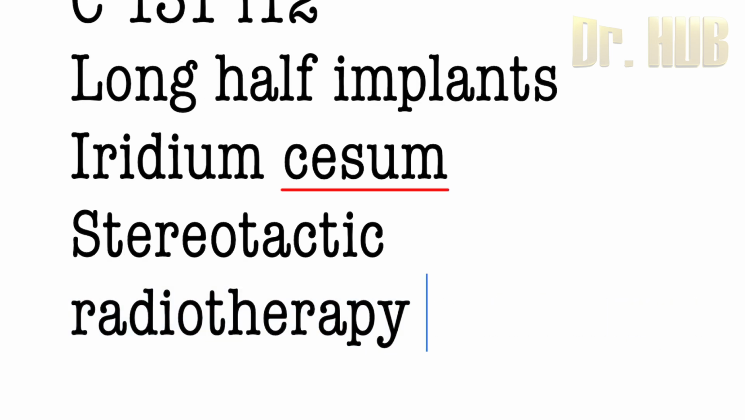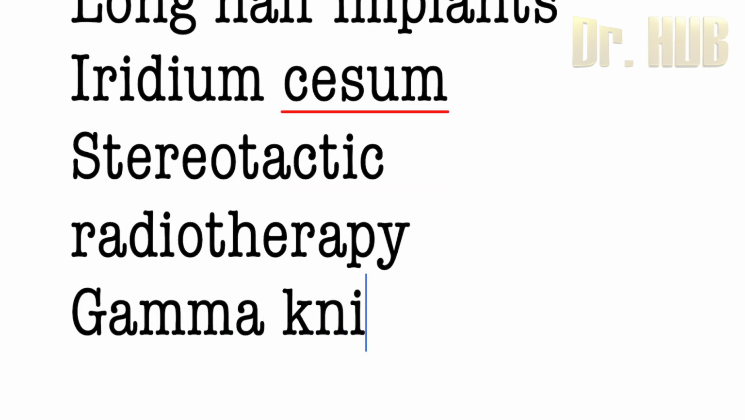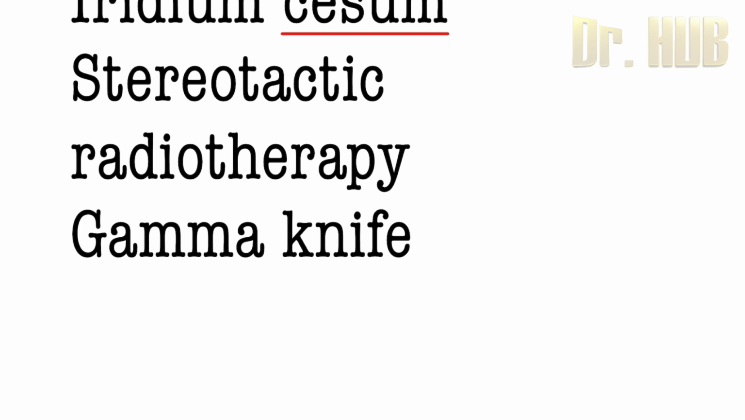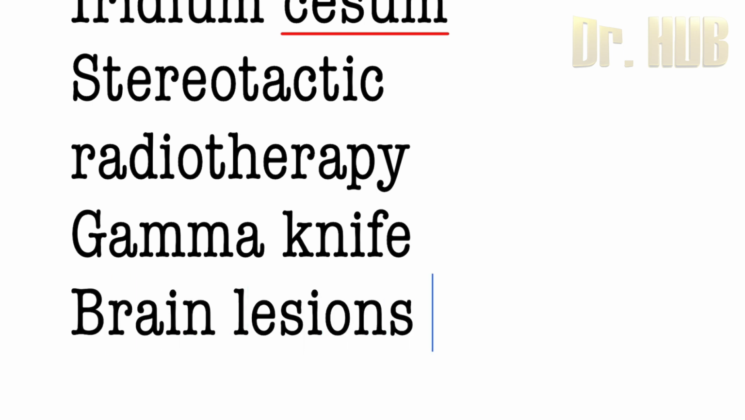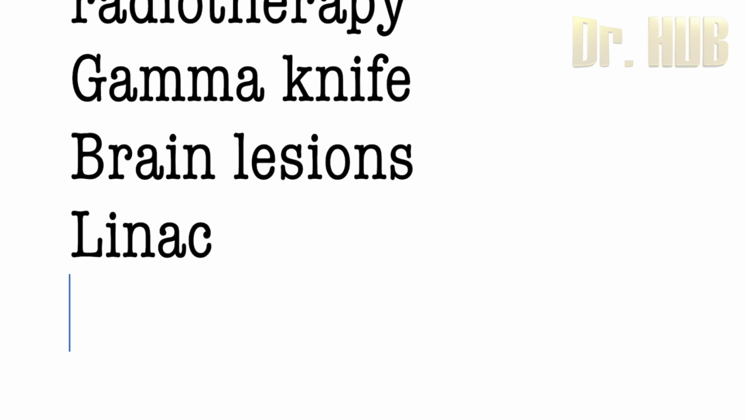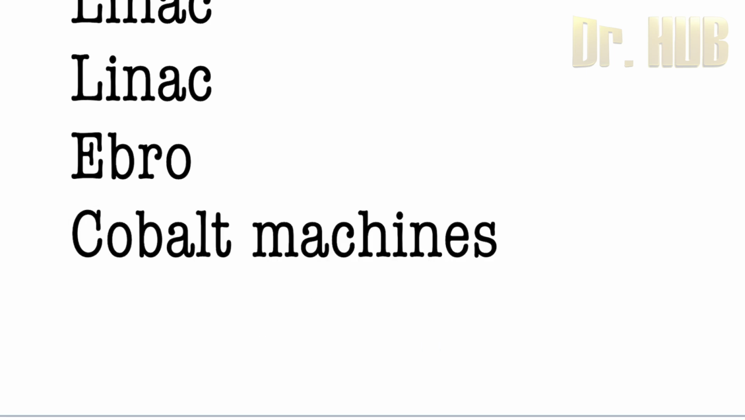So what is stereotactic radiotherapy? It involves the use of the gamma knife for inaccessible small brain lesions, as well as stereotactic body therapy utilizing the LINAC. LINAC is EBRT. EBRT involves the use of cobalt machines or the LINAC. The linear accelerator LINAC produces electrons and X-rays.